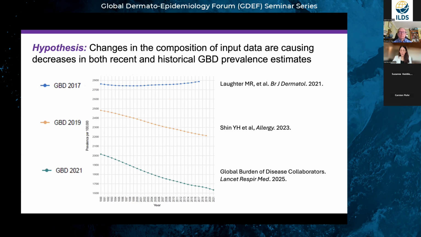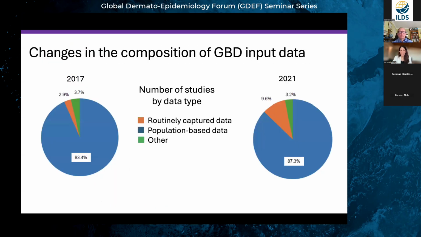And so they do a great job of constantly updating their estimates to try to make them better and incorporate new data sources. And so these 3 studies use different iterations of the global burden of disease data. And our hypothesis was that changes in the composition of the input data were causing the apparent decrease in historical estimates because of the way the models use Bayesian estimates to update missing or poorly captured data. And the nice thing about GBD is it's all publicly available, so you can go on their website and download the sources.